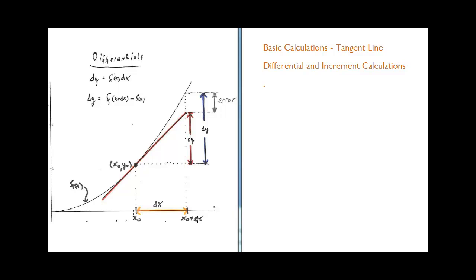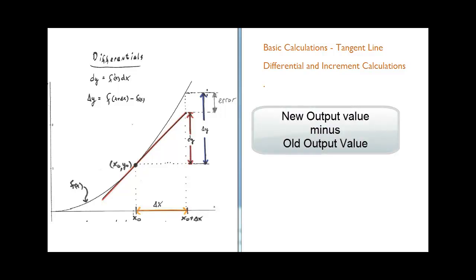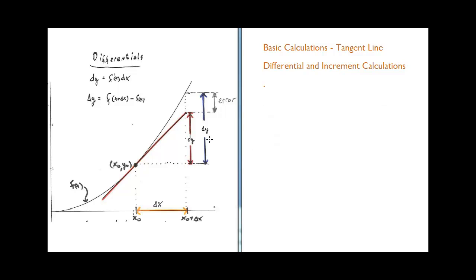And the question is, what would you expect the output of the function f of x to do? One way to find out what happens is to simply put the new x value of x naught plus delta x into the function itself, and you can find out what the new value of the function is, and you can see then how much it changed. You can calculate the new output value minus the old output value, and that is what we call delta y, or the increment, the incremental change in the value of the function.